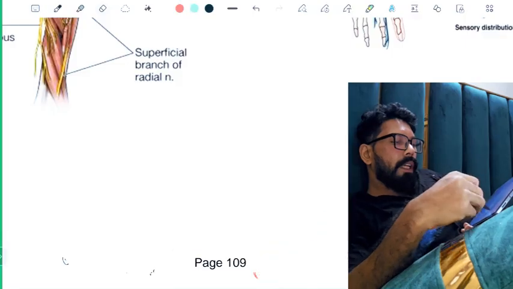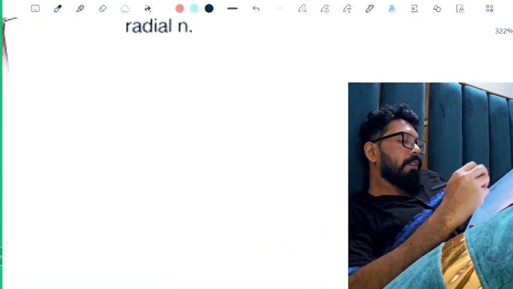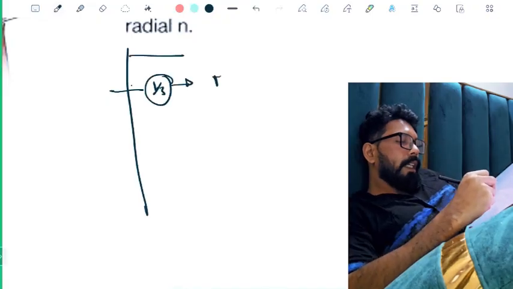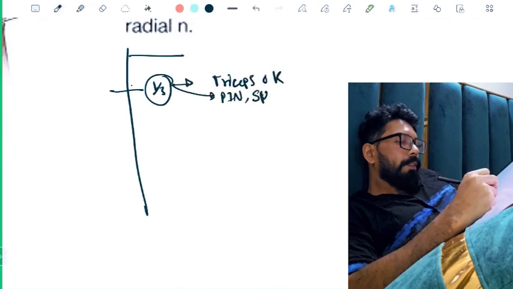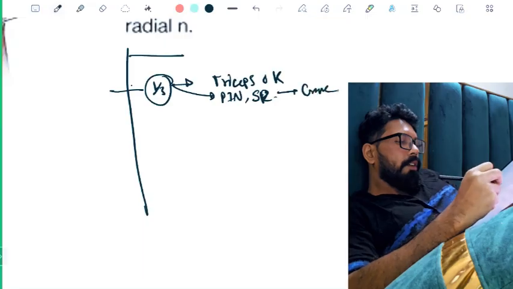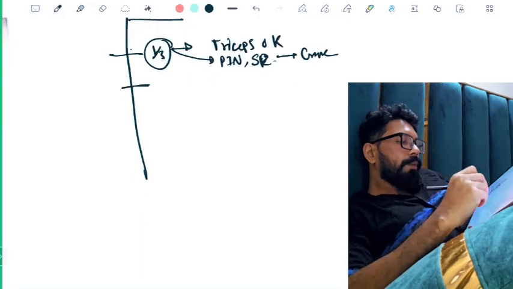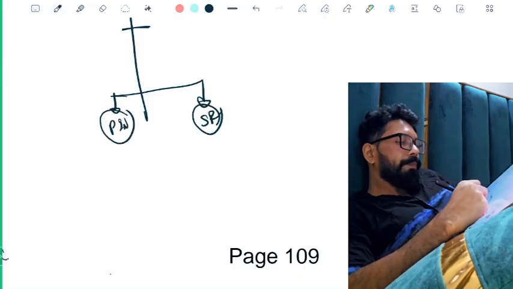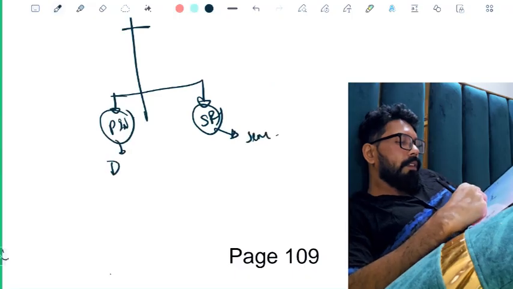So if we summarize it in one word, they will give you places. Mostly fracture of the lower third of the humerus. Triceps will be okay. PIN, superficial radial nerve, gone. Elbow. After elbow, they give you the manifestation. Superficial radial nerve, PIN. They will ask you sensory, and PIN is all the drop.